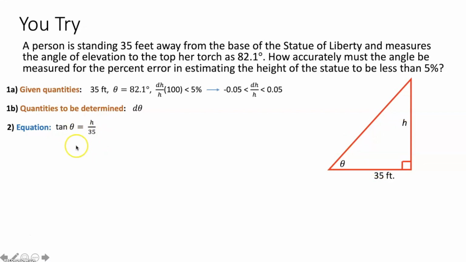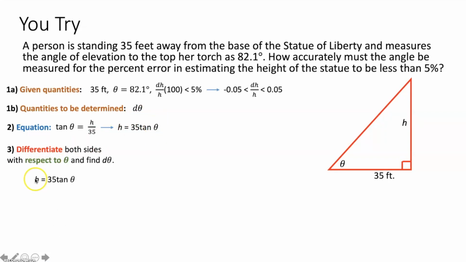Now, I don't want to take the derivative of it like this. Instead, what I'm going to do is just solve this for h. So I could just multiply both sides by 35, and I get h is equal to 35 tan theta. Now, this looks like something I could take the derivative of. So let's go ahead and move to step 3, which is where we take the derivative of this with respect to our independent variable. In this case, that's this theta. So the derivative of h with respect to theta is going to be dh d theta. Over here, when I take the derivative of 35 tan of theta, the 35 just stays out front by the constant multiple rule, and I just take the derivative of tan theta, which is secant squared theta.